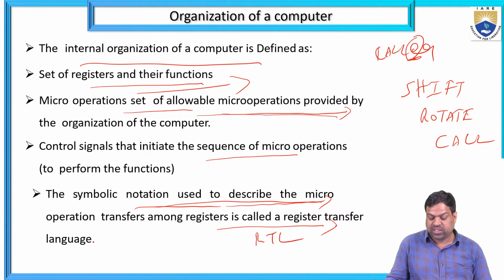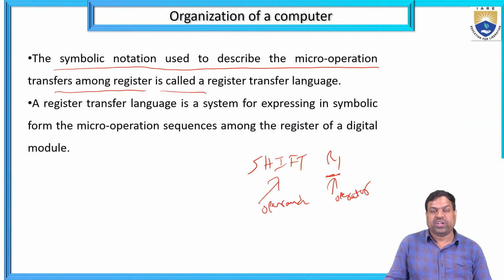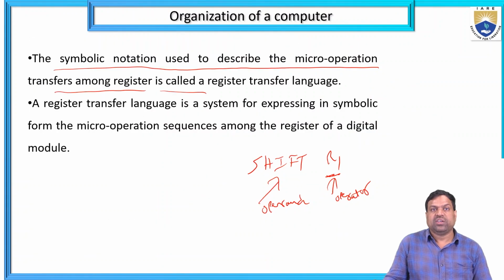language, RTL. So what does the organization of a computer include? Register transfer, bus and memory transfer, arithmetic micro operations, logic micro operations, shift micro operations, and control memory, address sequencing, memory programming, and design of control unit. These are the organization of a computer system, and the symbolic notation used to describe the micro operation transfers among the registers is called a register transfer language.